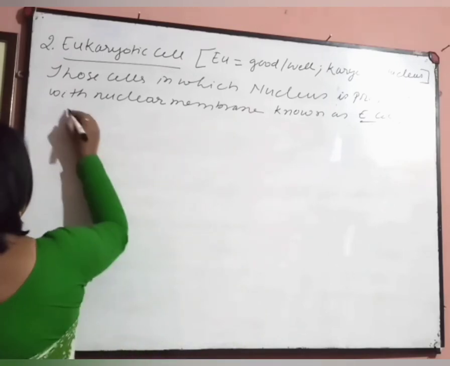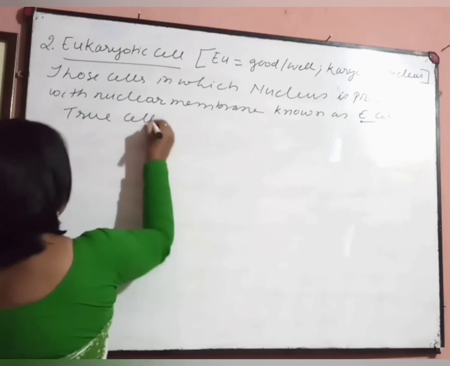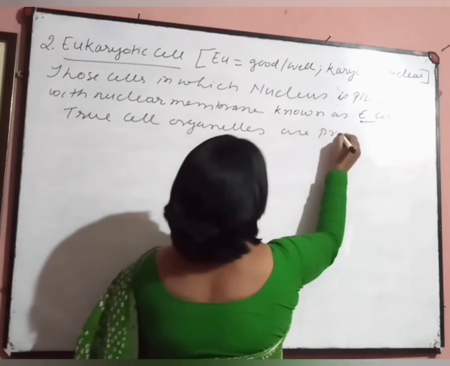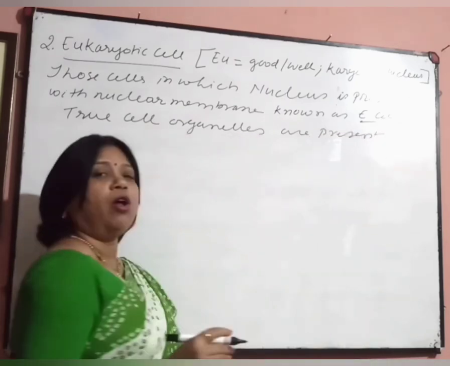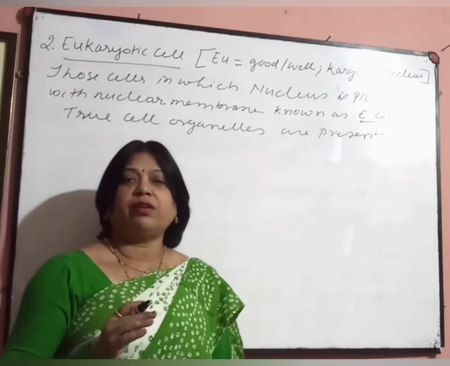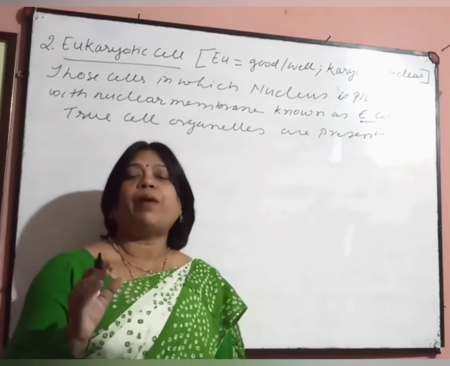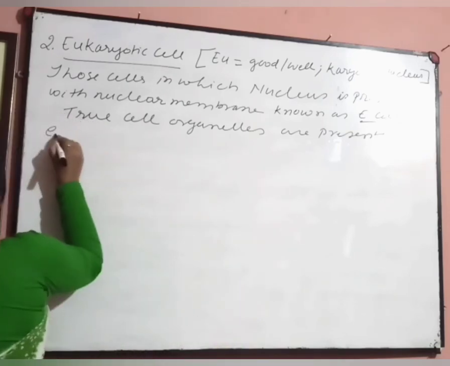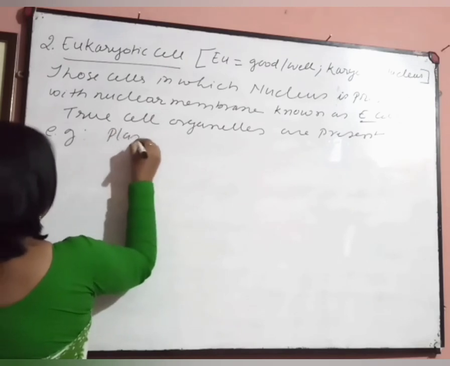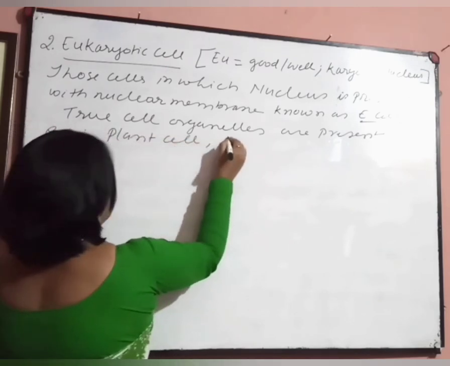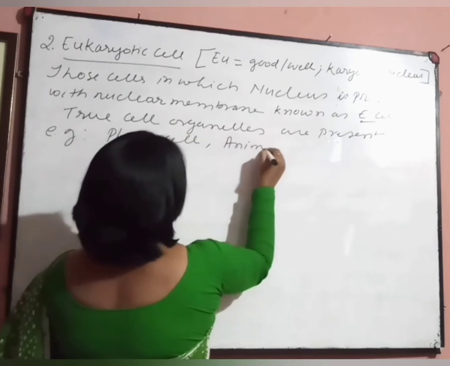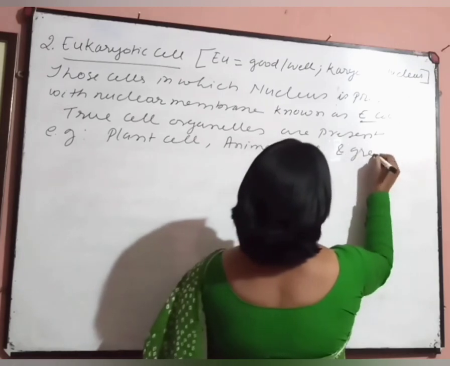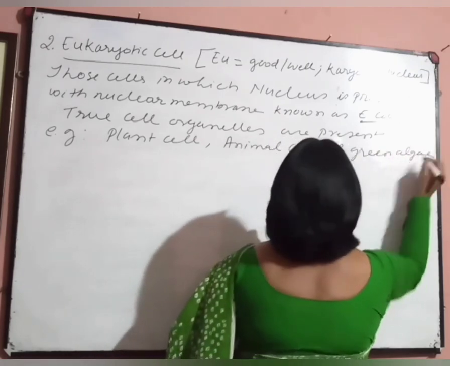In the eukaryotic cells, true cell organelles are present. That means all the cell organelles which are bound by membrane are present in eukaryotic cells. Example, plant cell, animal cell, and green algae.